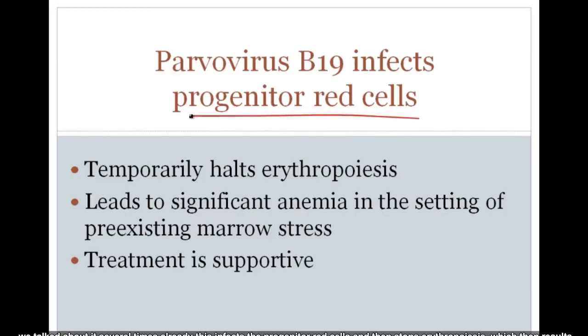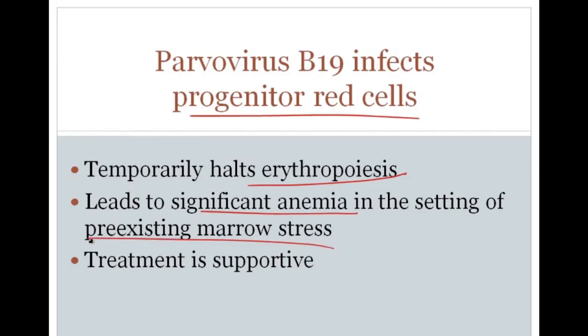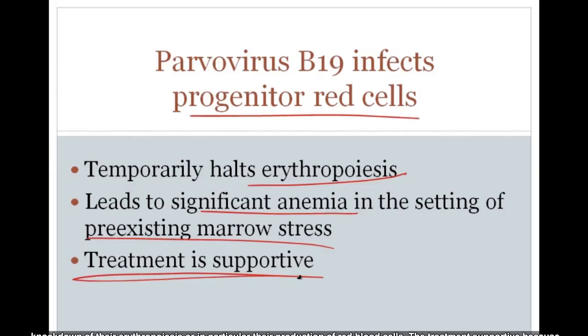This infects the progenitor red cells and then stops erythropoiesis, which then results in anemia, predominantly when there's pre-existing marrow stress. So you and I, if we got a parvovirus B19 infection, would probably be relatively asymptomatic, but a patient who's highly dependent on their reserve of bone marrow would show signs even with a minimal knockdown of their erythropoiesis, or in particular their production of red blood cells. The treatment's supportive because parvovirus B19 is self-limited. Usually within a week to 10 days, the infection begins to resolve.